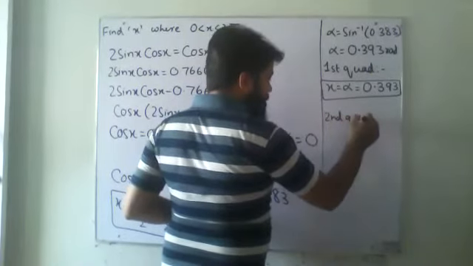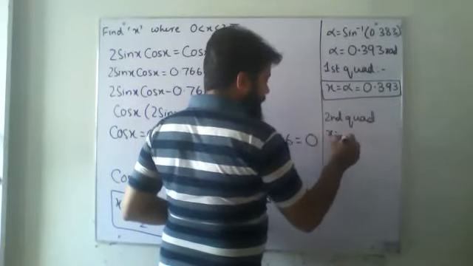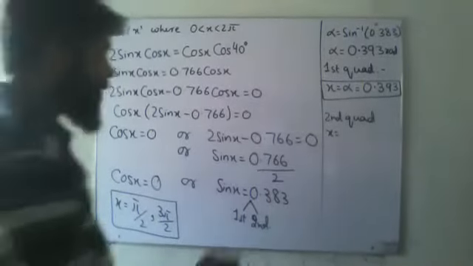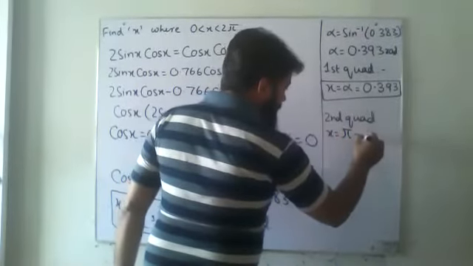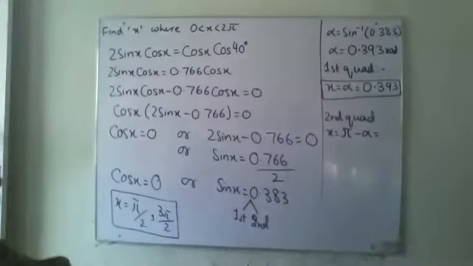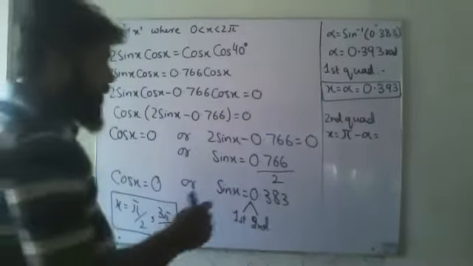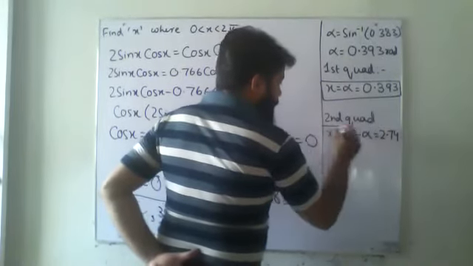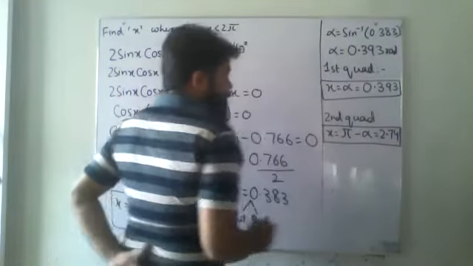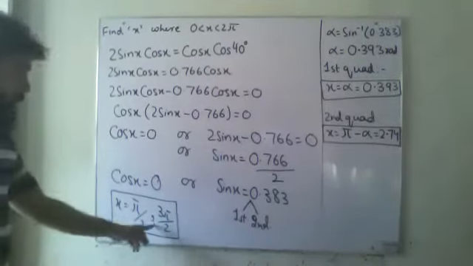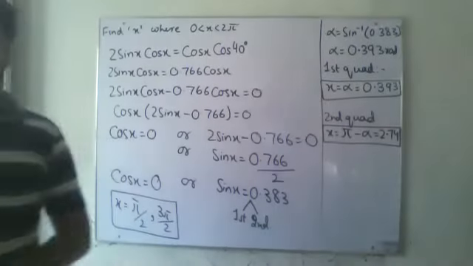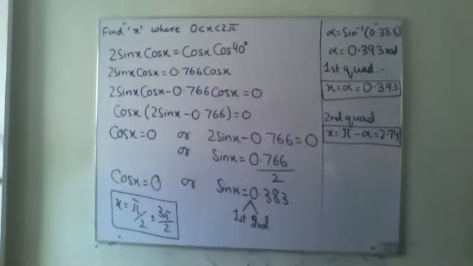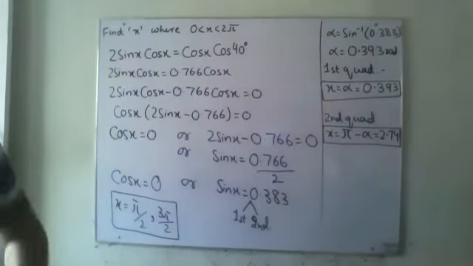Second quadrant. In the second quadrant, x will be equal to, now the second quadrant formula is pi minus alpha. So pi minus alpha, I will use my calculator to get this value. When I simplify this one by using the calculator, the answer is coming 2.74. So my final results are 1, 2, 3, and 4. It is based on radian mode, not on degree mode.